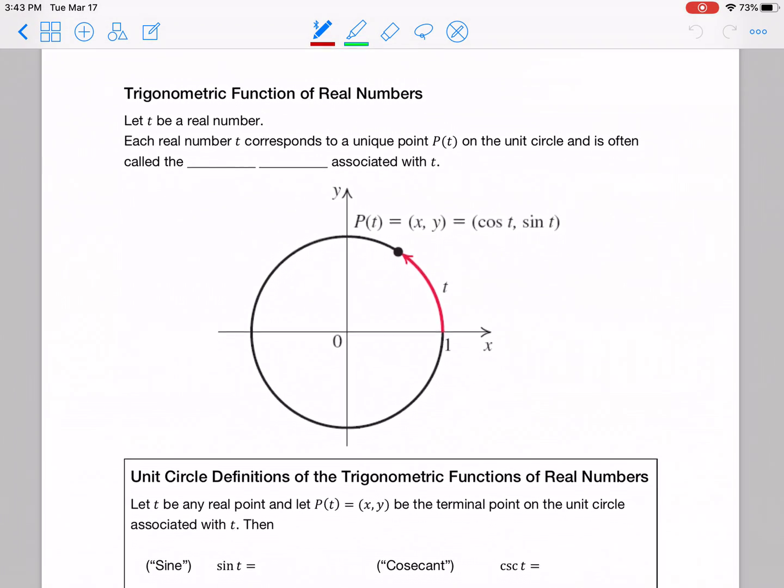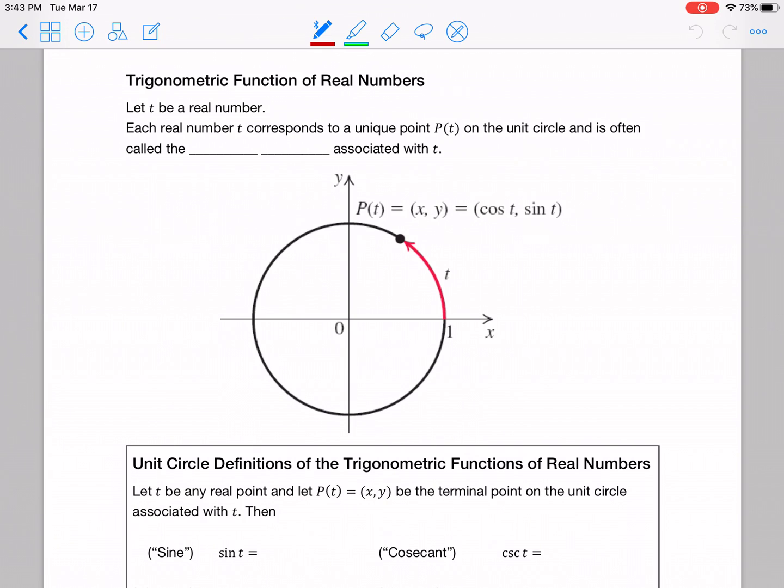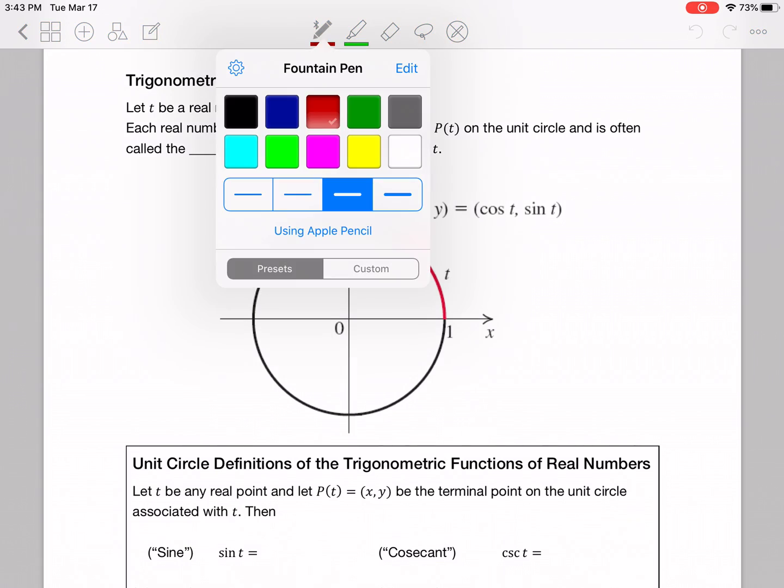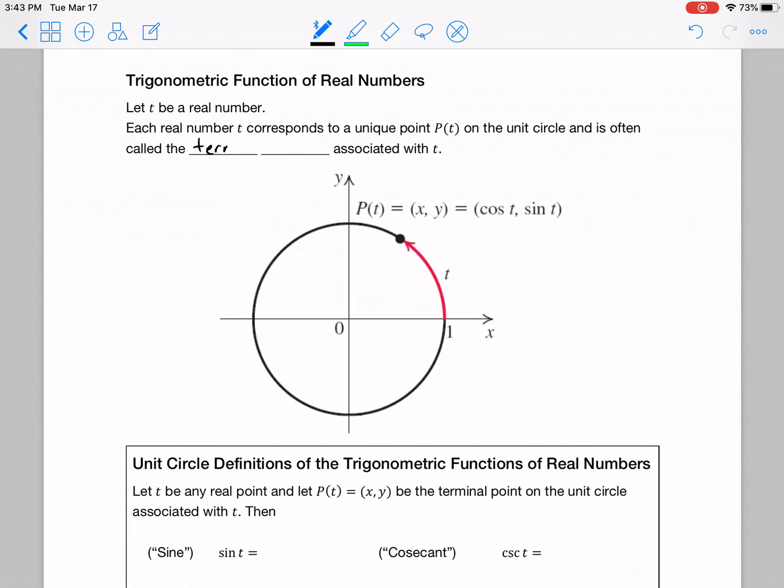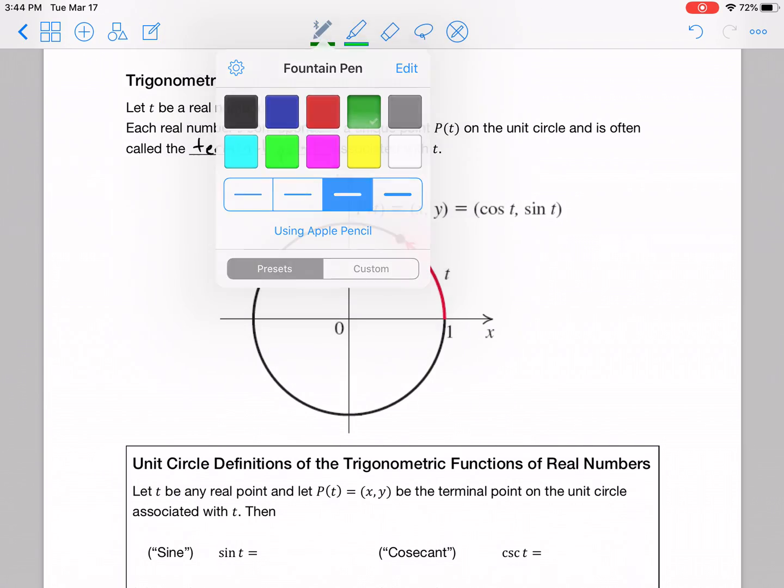So next, trigonometric functions of real numbers. We're going to let t be a real number, and each real number t corresponds to a unique point p of t on the unit circle, often called the terminal point associated with t. So we have some point t here, and we're going to start looking at what happens if we draw in a triangle here.